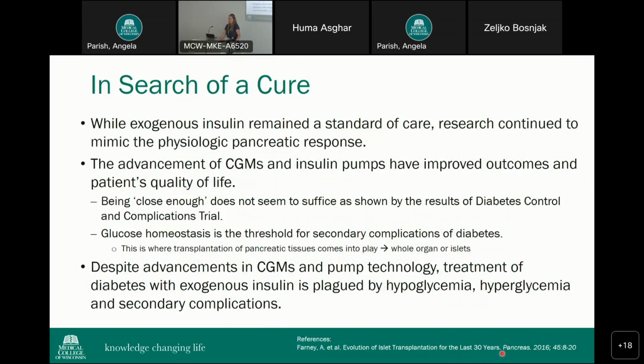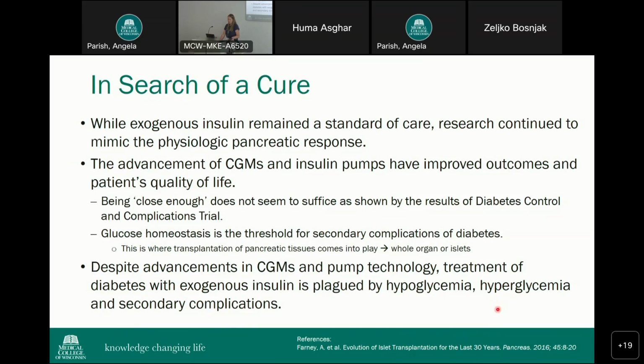Exogenous insulin remained a standard of care, but we continued to look for the physiologic mimic of the pancreas. We went down the road of CGMs and insulin pumps, which all have improved outcomes. However, as was pointed out by the Diabetes Control and Complications Trial, being close enough isn't quite good enough, because glucose homeostasis is really the true threshold of preventing the secondary complications of diabetes, which lead to multiple comorbidities and costs related to the disease.